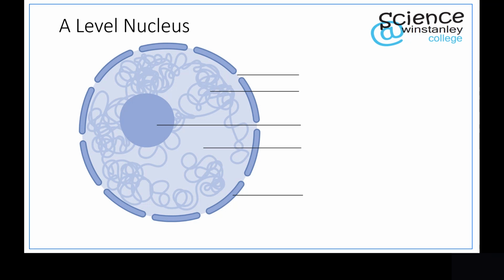So first of all, around the nucleus, you have a membrane. And you can either call this the nuclear envelope, as we have here, or the nuclear membrane. It doesn't matter which, okay, but we'll call it the nuclear envelope. Okay? Now, within the envelope are little holes, okay, and these are called pores. So the envelope has gaps in it.